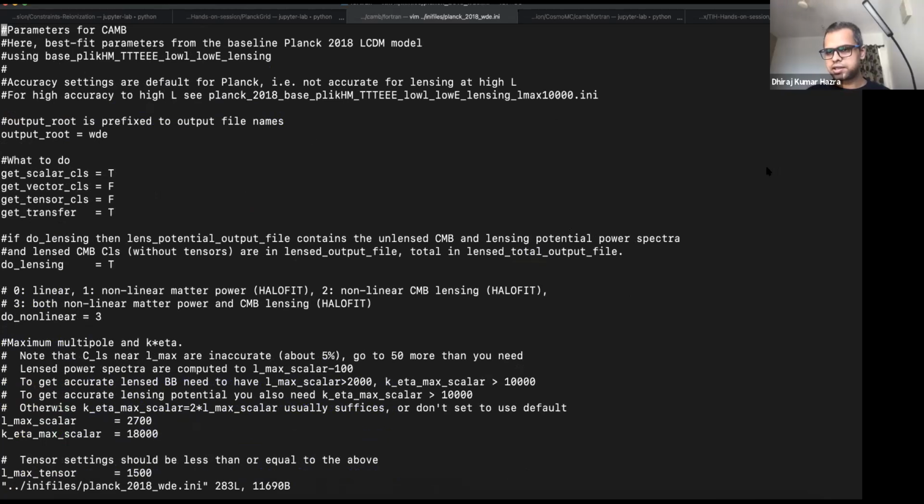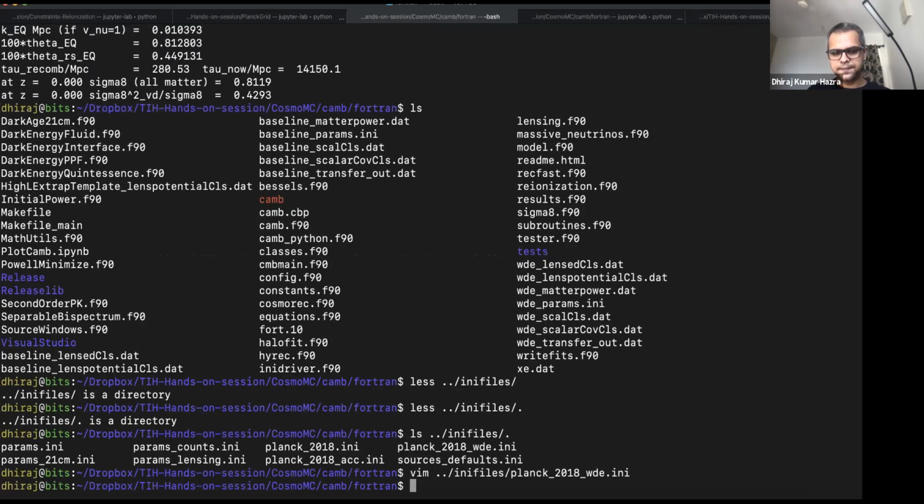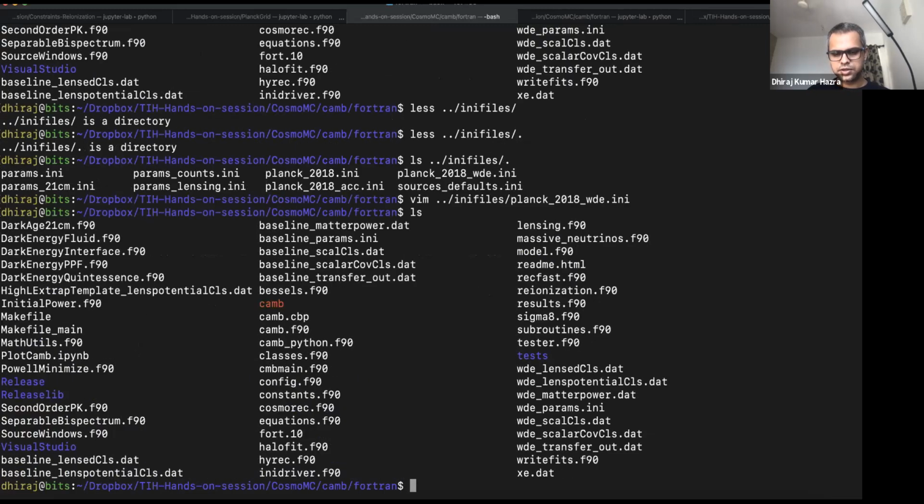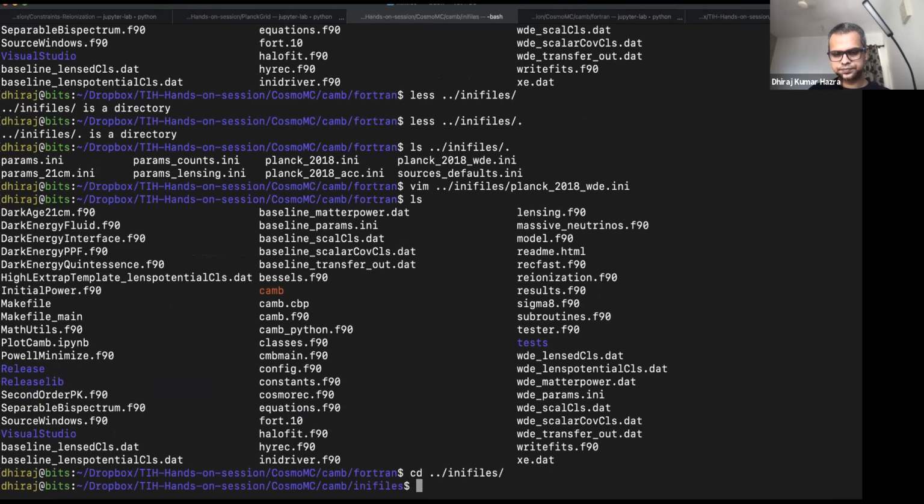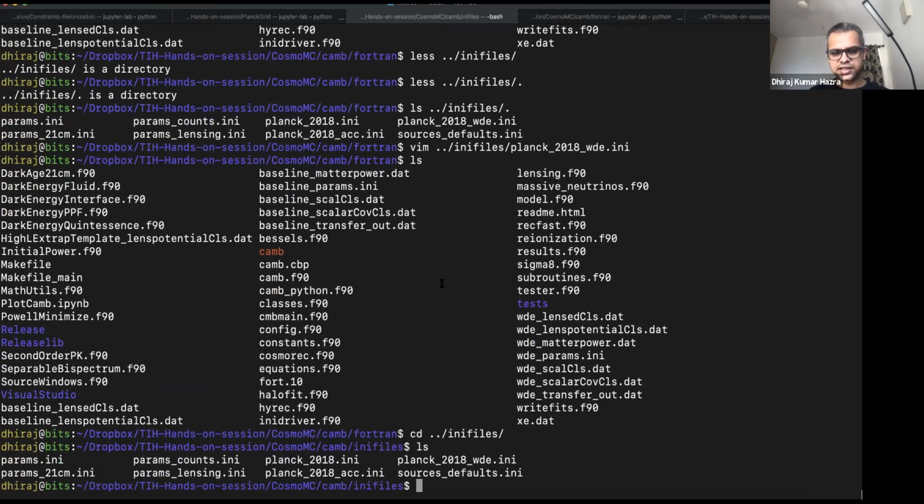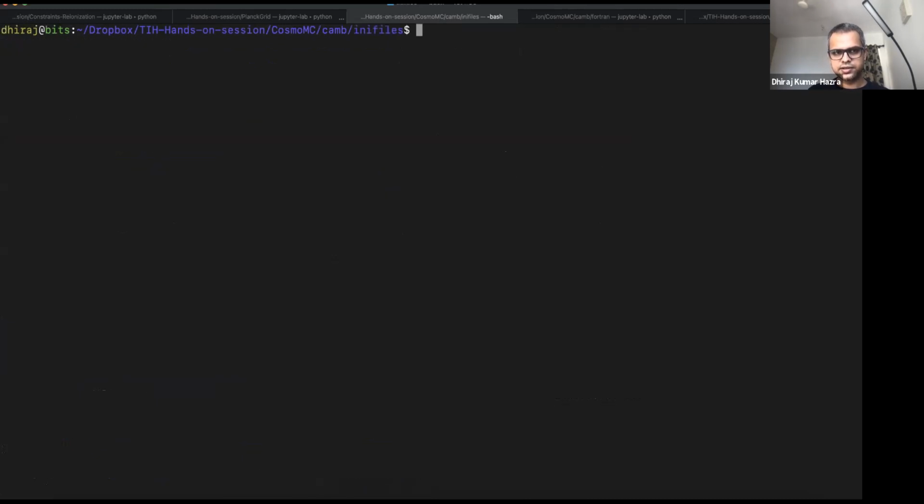So for all others who are stuck at this level, I am assuming everybody has been able to get the baseline. Now I am doing the changes in the dark energy. I have copied that file. So this is my directory structure. See, cd ../ini files. This is my directory structure in the ini files. Okay, clear.